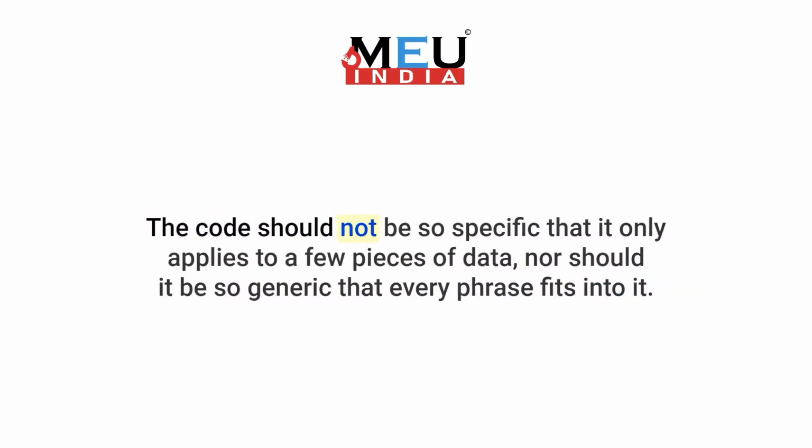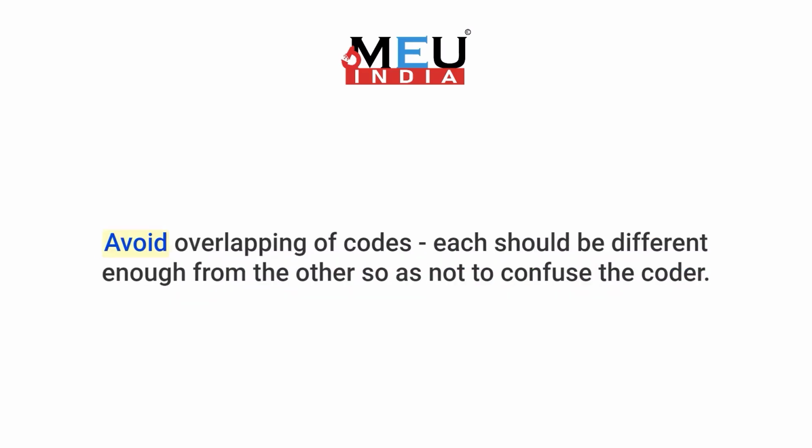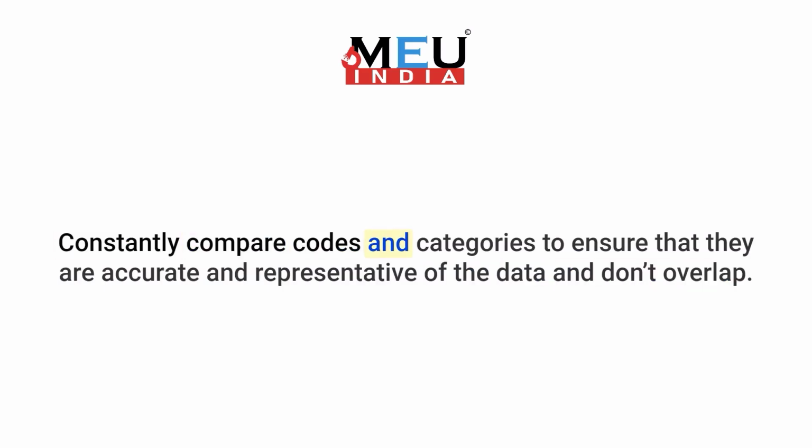The code should not be so specific that it only applies to a few pieces of data, nor should it be so generic that every phrase fits into it. Avoid overlapping of codes. Each should be different enough from the other so as not to confuse the coder. Constantly compare codes and categories to ensure that they are accurate and representative of the data and don't overlap.